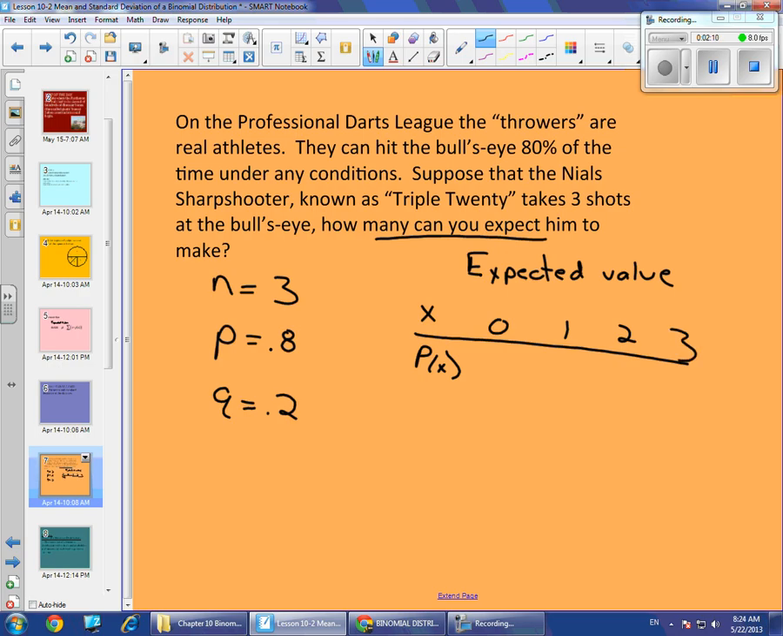And to get their probabilities, I'm just going to use my calculator. It's a binomial probability. So if I do this with my calculator, I'm going to do binomial PDF of 3 comma 0.8. And then you can get your calculator to give you these probabilities rather than using the formula by hand. So this is 0.008, 0.096, 0.384, and 0.512. So these are the probabilities for the situation.